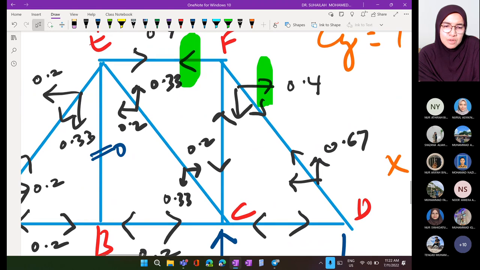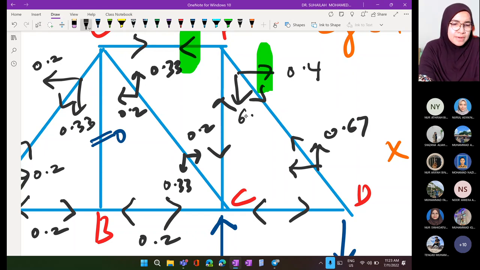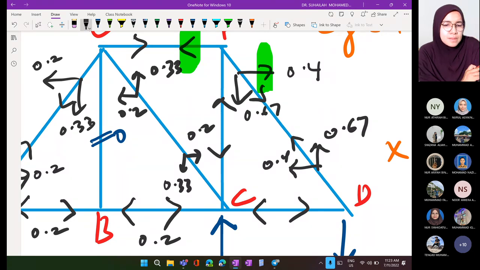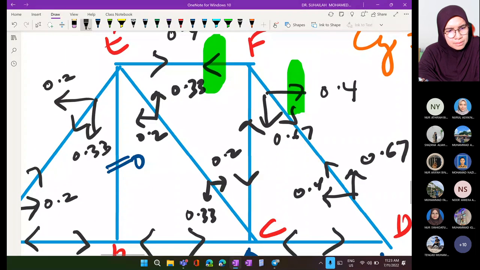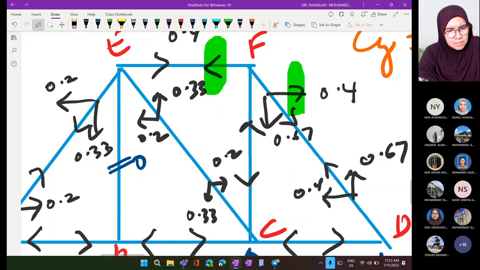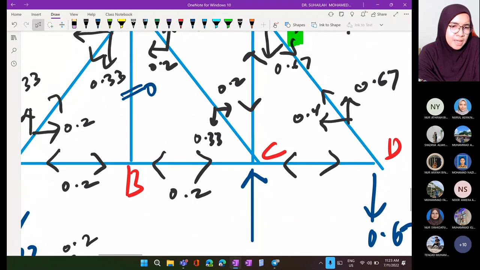Cuba check using trigonometry 3 and 5. Yes, dapat. Dapat, eh? Okay, so this is 0.67. So this is 0.4. Okay. 0.7. Ada something yang pelik ke kat sini? 0.67. Okay.